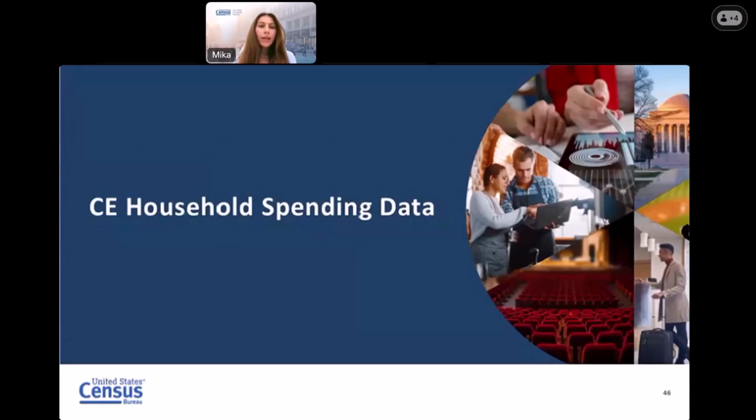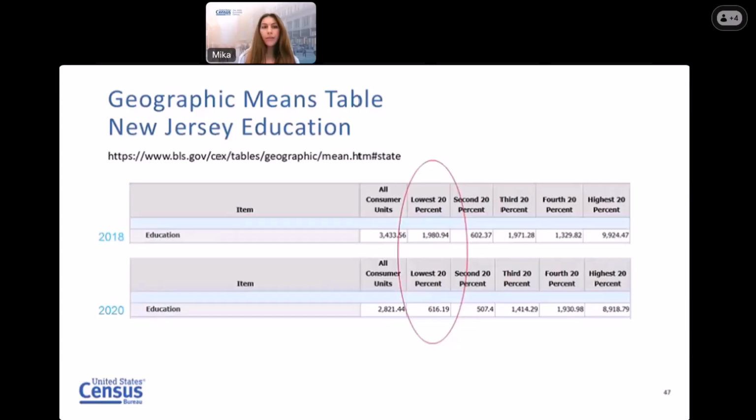Okay, so I just want to share a couple examples of the type of household spending data you can get from the tools that Samantha just shared with you. So first, let's take a look at the geographic means table. The geographic means table can give us a high-level snapshot of the data, and it's based on, of course, different geographies. So for this example, we're taking a look at education spending in the New Jersey geography.